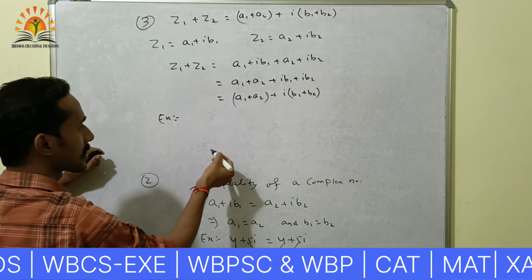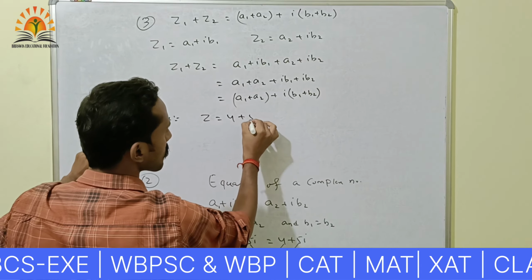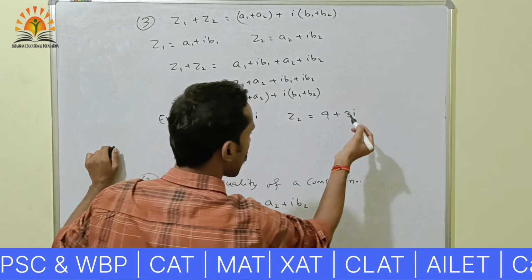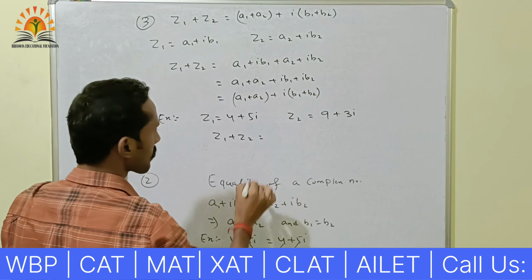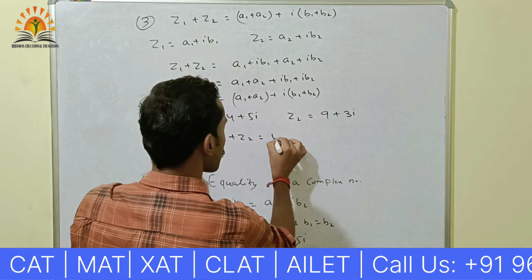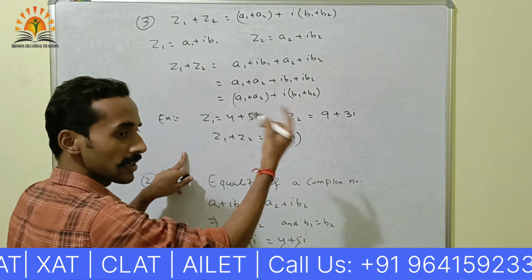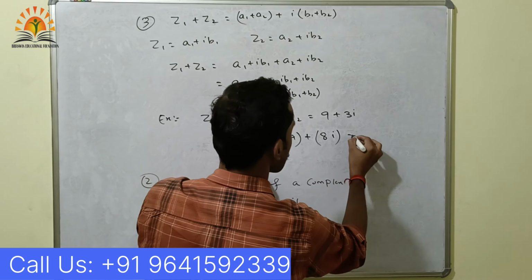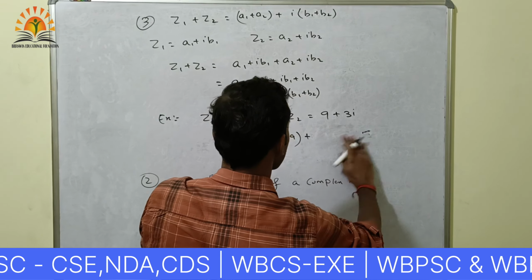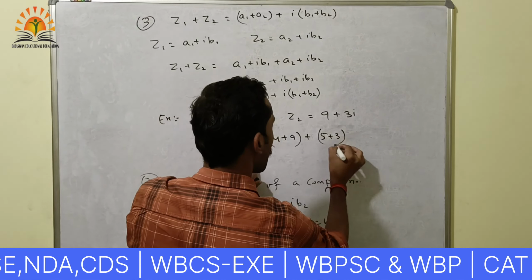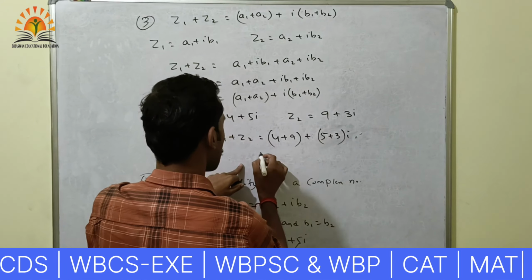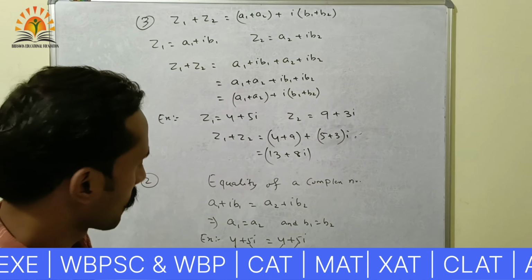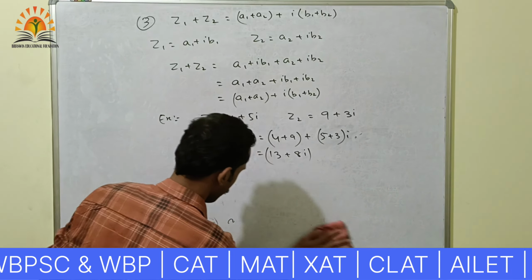Give me an example. Z1 is equal to 4 plus 5 iota and Z2 is equal to 9 plus 3 iota. We have to do simple addition. We add 4 with 9, real to real, and 5 plus 3 iota. It becomes 13 plus 8 iota. Understood? Any problem? Now we can take another example also.